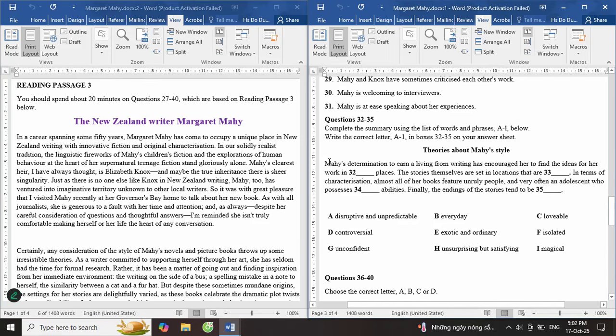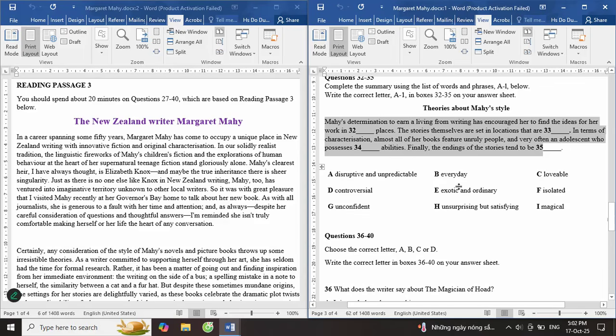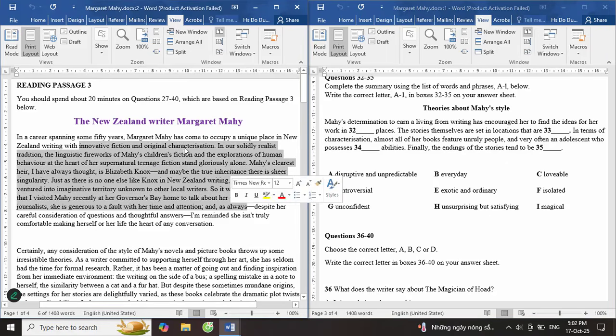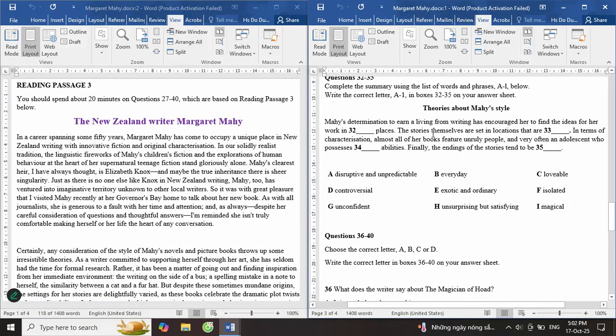Next is fill in the blank, but this one is different from what we talked about previously, because we will not be using the exact same word from the reading, but we will use a given word here. So this type is much more difficult because you have to actually understand everything in the reading and understand the summary here.